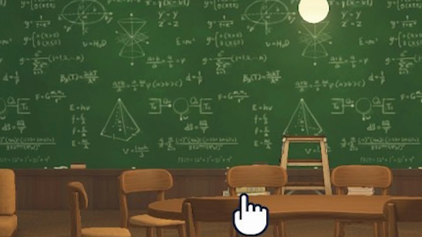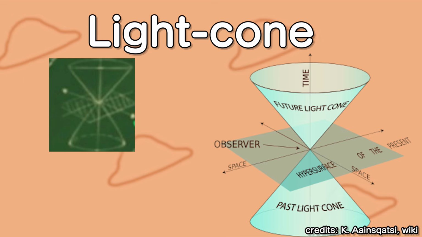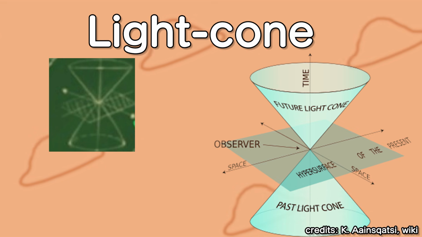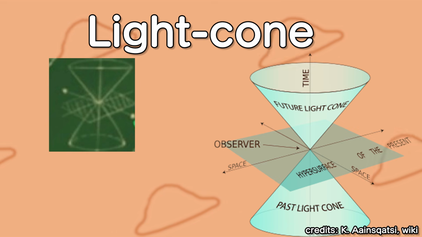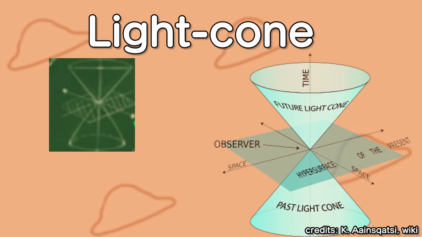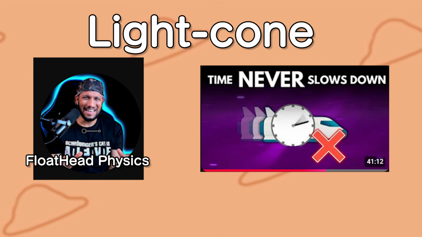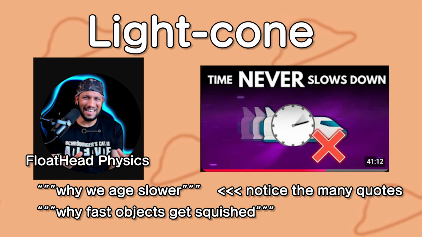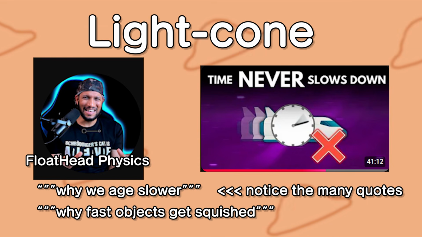Okay, we have looked at a bunch of formulas, so here's a picture as a palette cleanser. Here we see a model of light cone in special relativity. The idea here is that the observer in the center can only receive information from objects within its past cone and can only send information to things within its future cone. There is a nice video by Floathead Physics that uses the idea of light cones to explain why we age slower when moving really fast, or why fast-moving objects get squished.